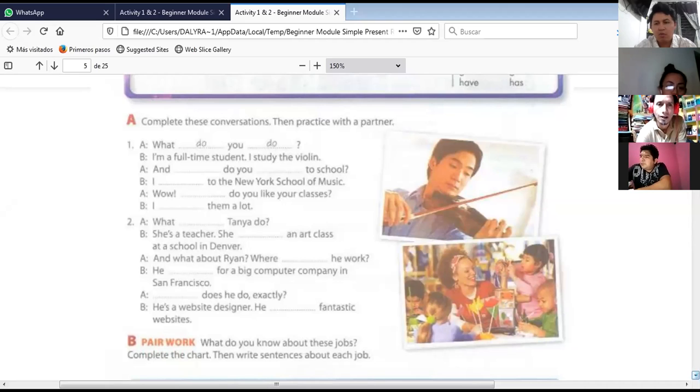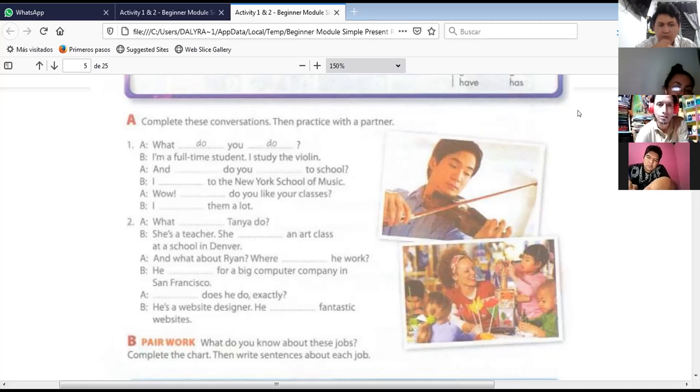Hello, everyone. Hello, teacher. Yes, you can say how much do you like your classes, or you can say how do you like your classes. Bueno, estamos bien cerca, entonces. Yeah, you can use both. Oh, how do you like your classes? Yes. Muy bien, thanks. Number two.